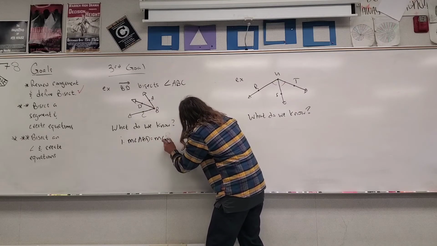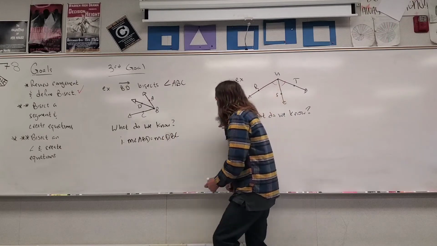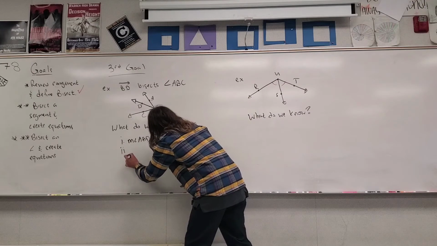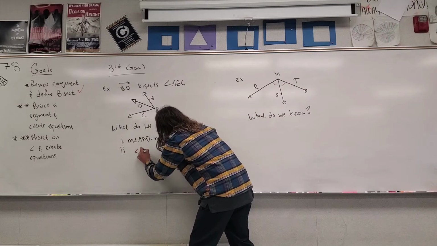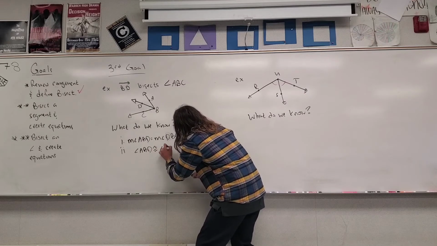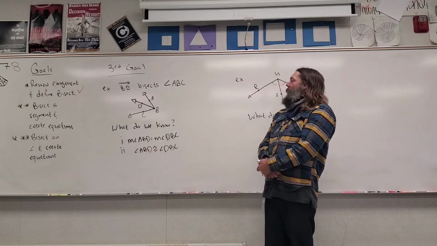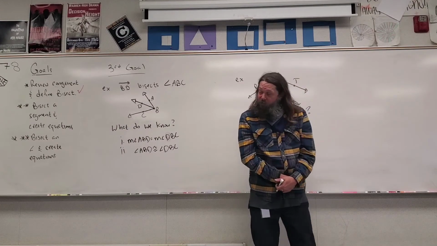DBC. I also know that angle ABD is congruent to angle DBC. Okay, I know that. We could add congruent arcs.